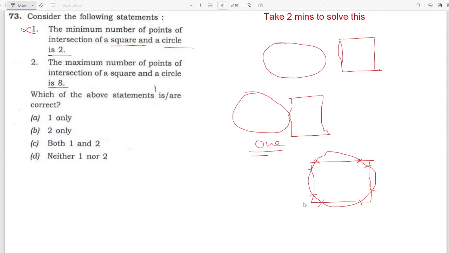I hope this is clear. People who have got option D, it's hard to explain why this is 8, but if you look at this diagram, you can understand it. And 1 is easy to understand. If you can have only one intersection point, then this is the point of only one intersection. The minimum is 1, not 2. So if things are clear, we'll move to the next question.